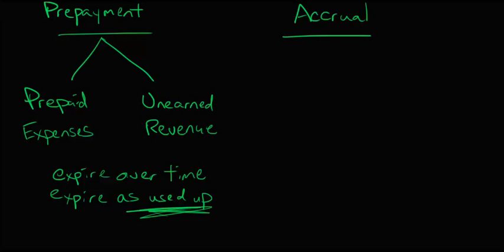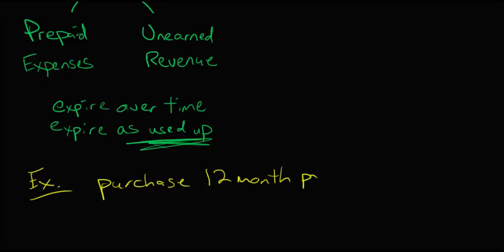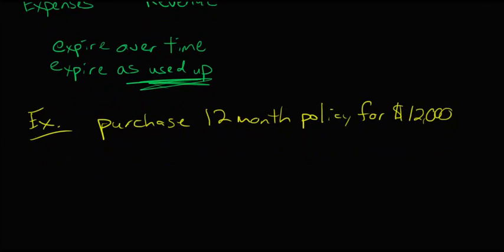So let's go ahead and take a look at an example, and we're going to start with a prepaid expense, that type of prepayment. We're going to see how it would play out in actual practice. So let's take for our example that you purchase a 12-month insurance policy for $12,000. Let's assume you pay cash, you pay $12,000 for some insurance policy for your business. So what's our initial entry going to look like? Let's say that you do this on January 1st, 2015.